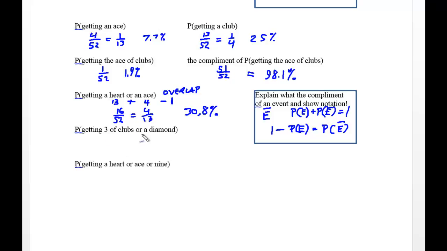Getting a 3 of clubs or diamond: the 3 of clubs, well, there's only one 3 of clubs, and diamonds, there are 13 of them. So getting a 3 of clubs or diamond, notice there is no overlap. A 3 of clubs is not a red diamond card, so this will give you a total of 14 over 52. And 14 over 52 is reducible, dividing top and bottom by 2, to 7 over 26, which is 26.9%.